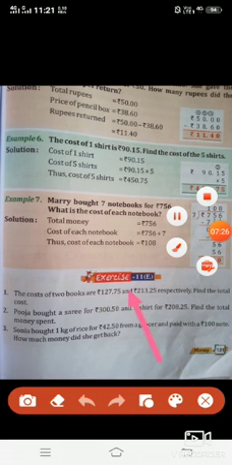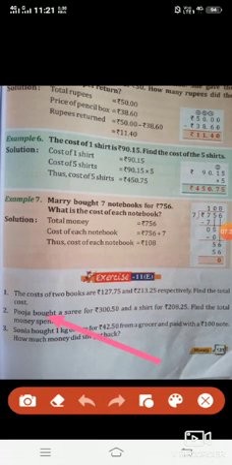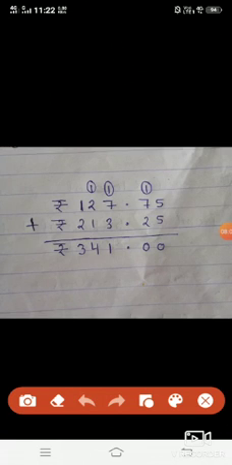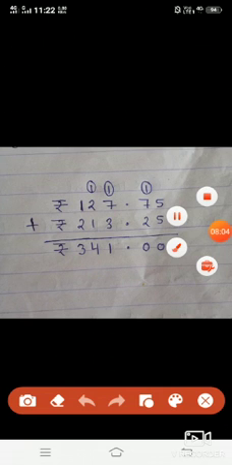Now students, come to exercise 11E. First question is, the costs of 2 books are 127 rupees 75 paise and 213 rupees 25 paise respectively. Find the total cost. In this question, students, we have to add 127 rupees 75 paise with 213 rupees 25 paise. So let us begin to add.